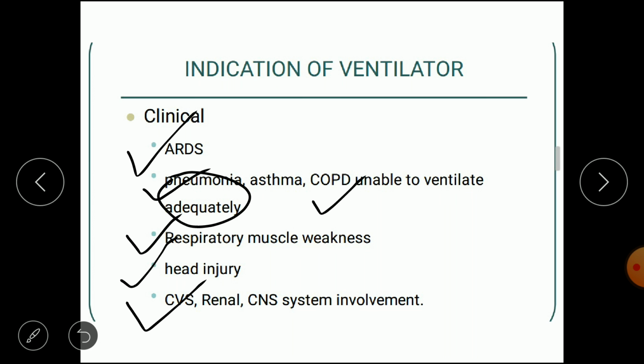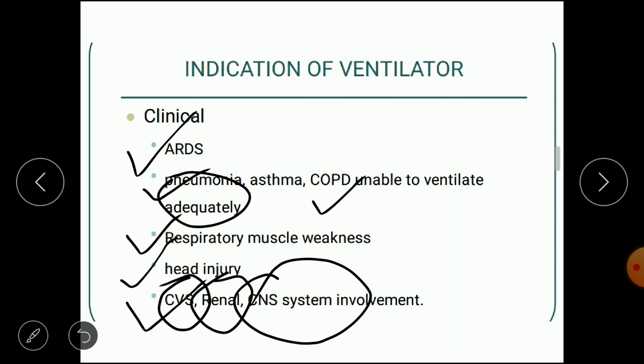Then CVS, renal and CNS system involvement disorder or any condition. CVS means cardiovascular system, renal system and the CNS, that is central nervous system condition. In these, the indication of a ventilator is useful.